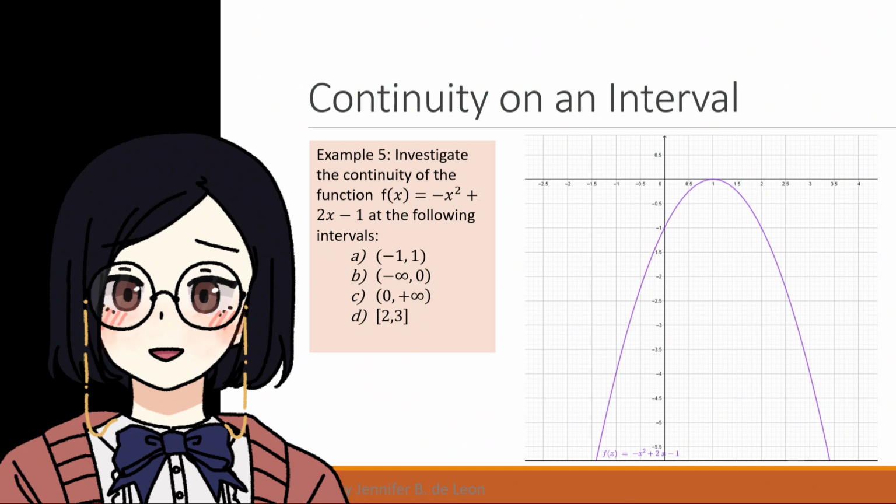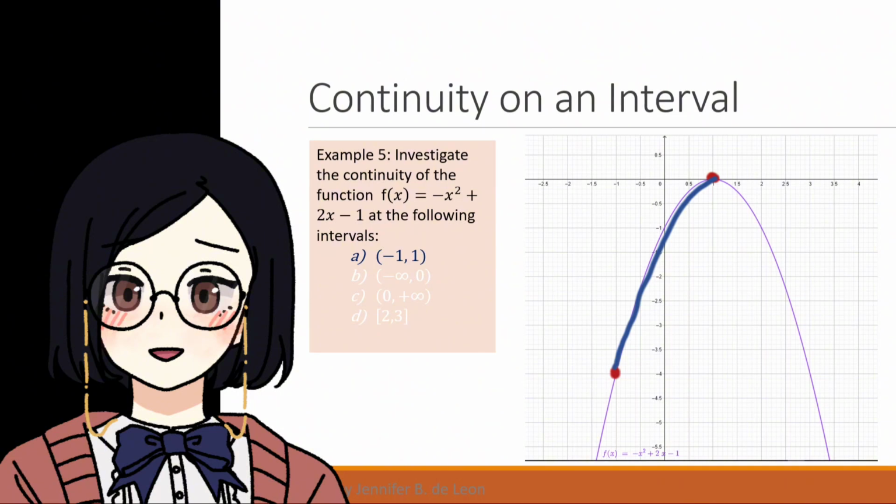First, we have from negative 1 to positive 1. We plot those points first. Since we have an open interval, the endpoints negative 1 and positive 1 are not to be considered as part of this. So we evaluate whether the function is continuous from the left side of positive 1. That means we will trace the function from this point up to 1.